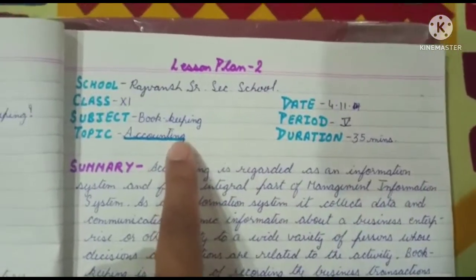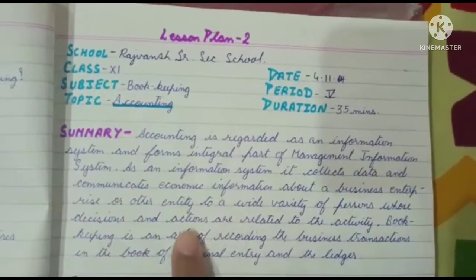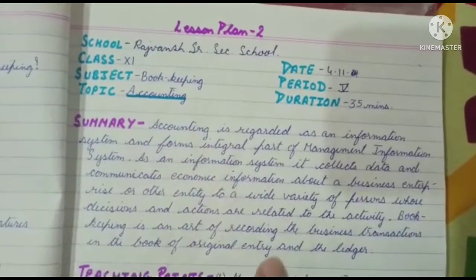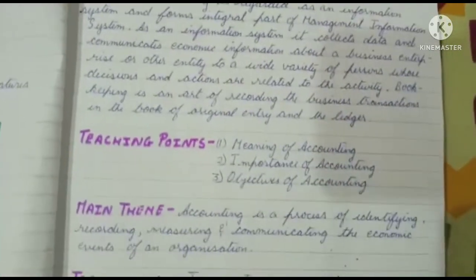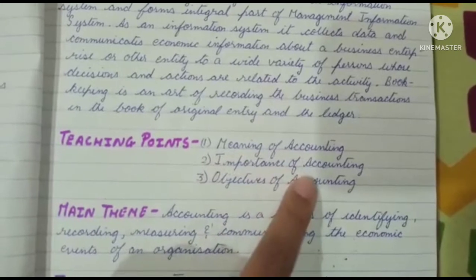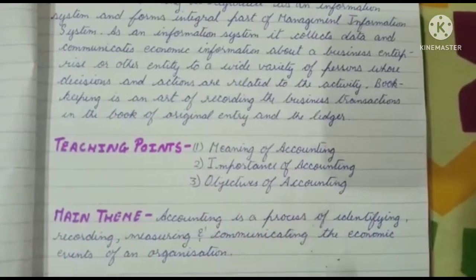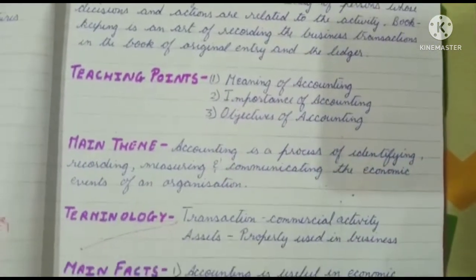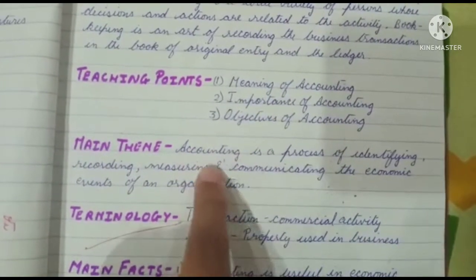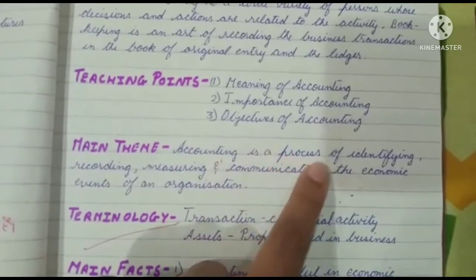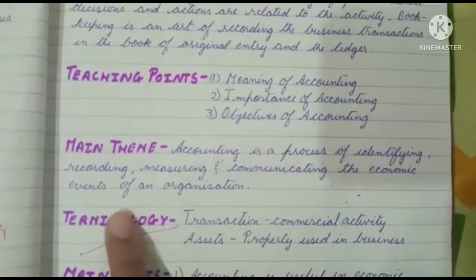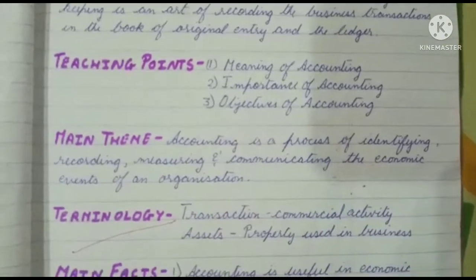First, we have the Blackboard entries. Then we have the summary of what today's lesson is all about. We have the definition of accounting. Then we have the teaching points. There are 3 teaching points: meaning of accounting, importance of accounting, and objectives of accounting. Then we have the main theme, which is what the lesson is all about. Accounting is a process of identifying, recording, measuring, and communicating the economic events of an organization.